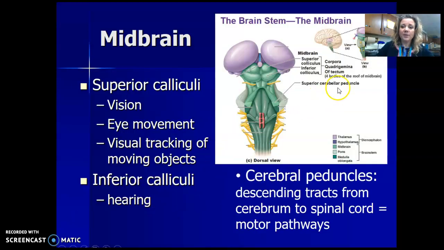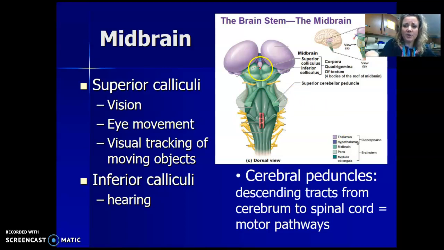As I mentioned, the posterior aspect of the midbrain has four swellings, which collectively are called the corpora quadrigemina, or the bodies of four twins. And that's because you have two swellings that look similar on top or on the superior aspect, and then you have two that are similar on the inferior aspect.